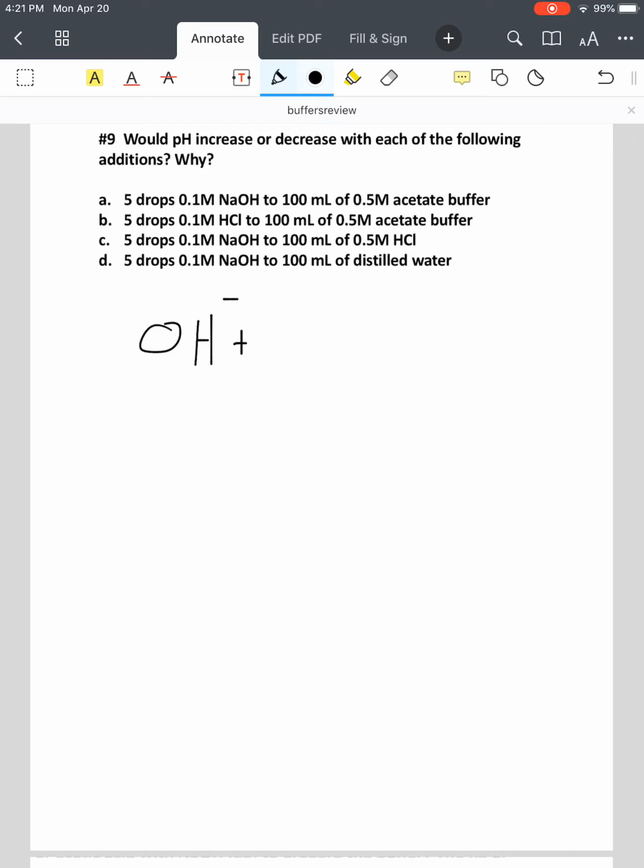Now if I'm adding a strong base to this acetic acid acetate buffer, my HA form here, that's going to be the acetic acid. I'm going to neutralize that addition. As we've been talking about, we're going to make some water. We're also going to make some CH3COO minus. That's acetate, that's our conjugate base.